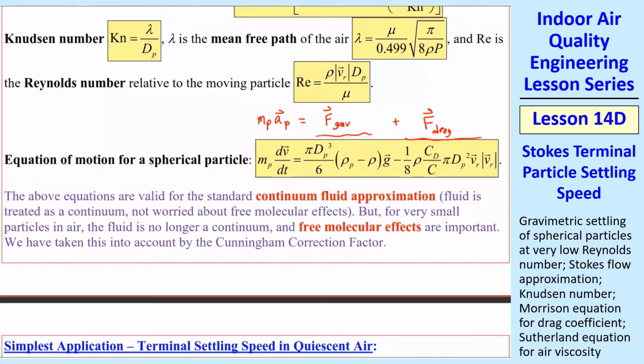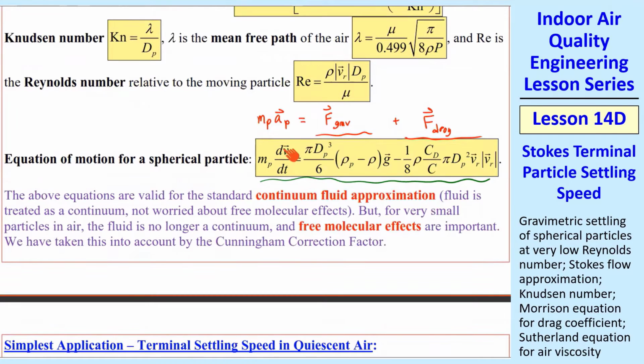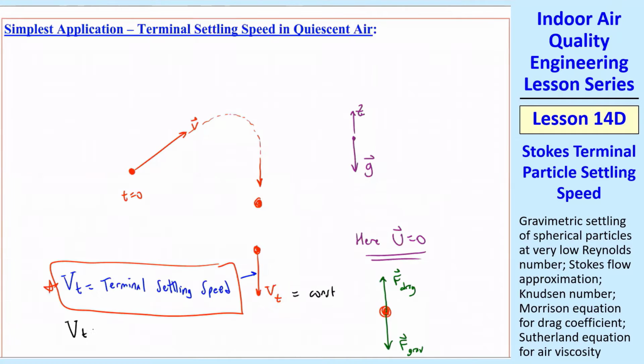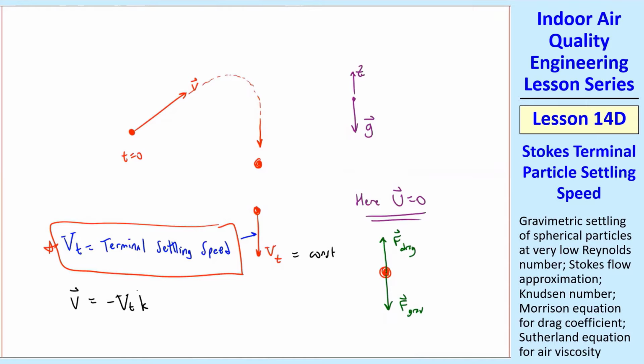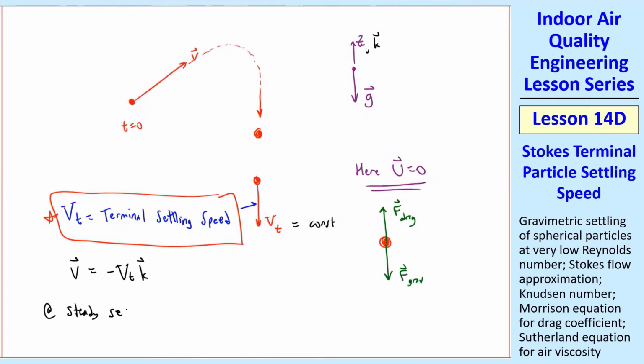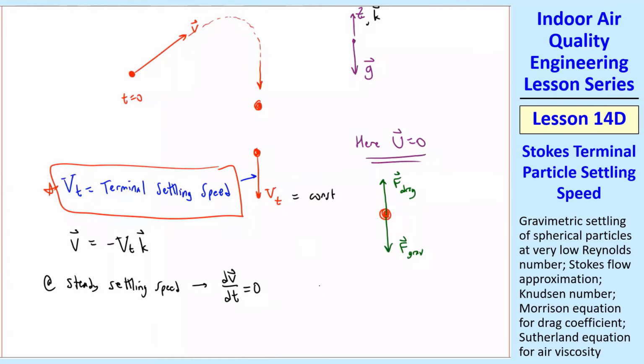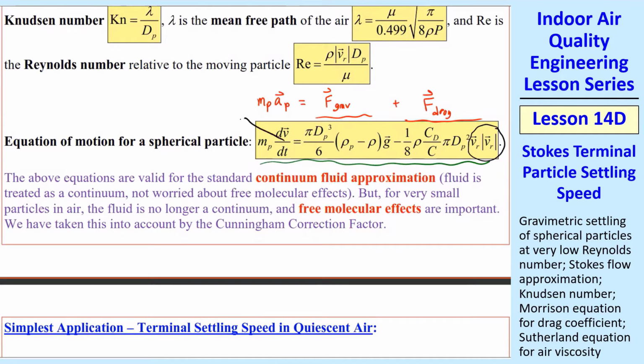Now, if we go back and look at this equation for particle motion, we're looking at a case where this little v is equal to capital Vt in the negative z direction. So v is equal to negative Vt times k, where k is the unit vector in the z direction, up. When you have a steady settling speed, there's no acceleration, therefore dv/dt is equal to 0. And in that equation, remember we had that little trick where we had VR and then the magnitude of VR. Well, we know it's down and we know its magnitude is Vt. So this grouping of velocities is simply negative Vt squared in the k direction. That's this term here. And as I said, this term was equal to 0.